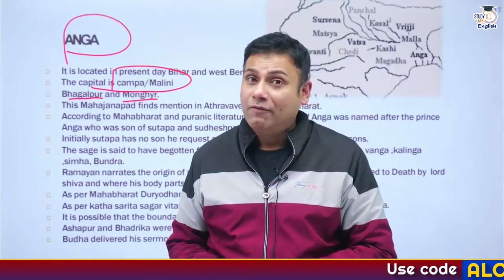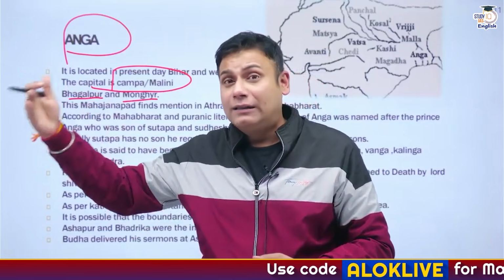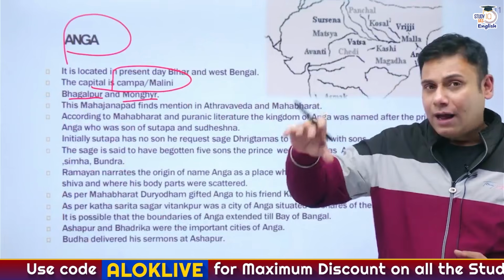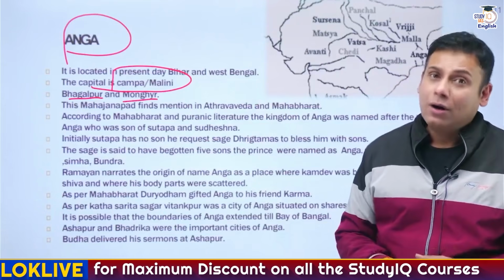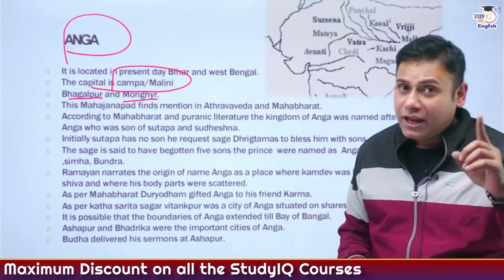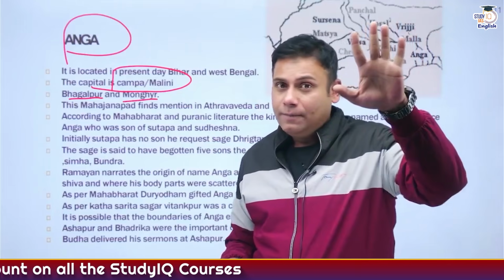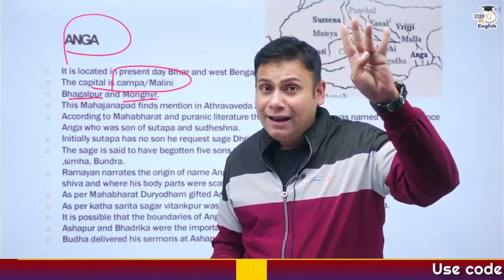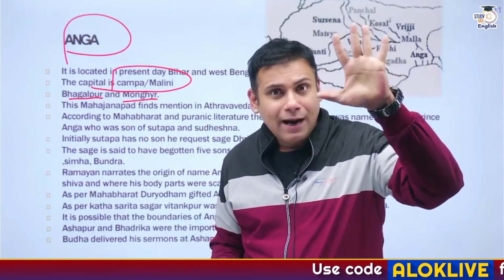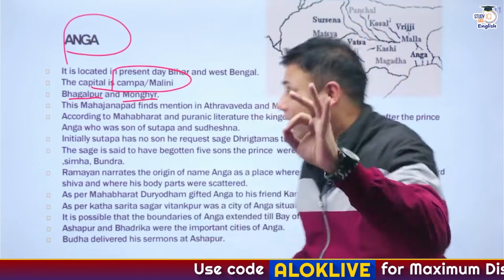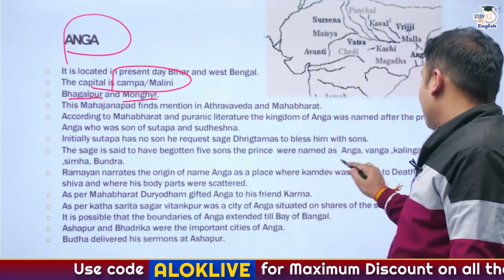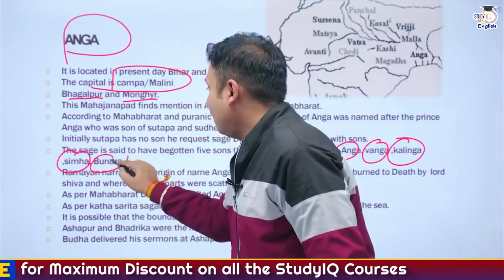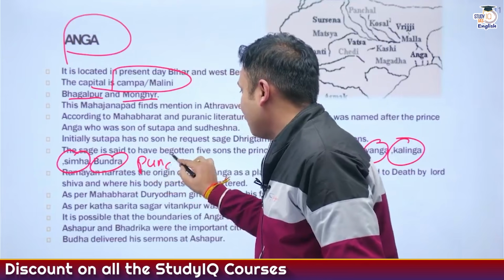And consecutively, one after the other, as per mythological stories, Sudeshna, after every year, gave birth to a child. She gave birth to 5 children: Ang, Vang, Kaling, Simha and Pundra. I repeat, Ang, Vang, Kaling, Simha and Pundra. It is Pundra, not Bundra.